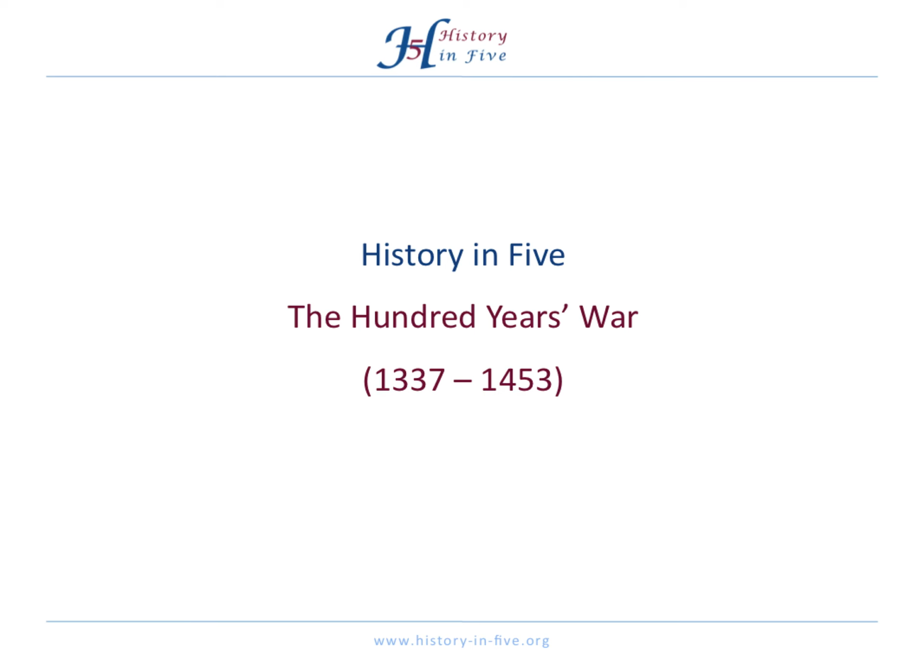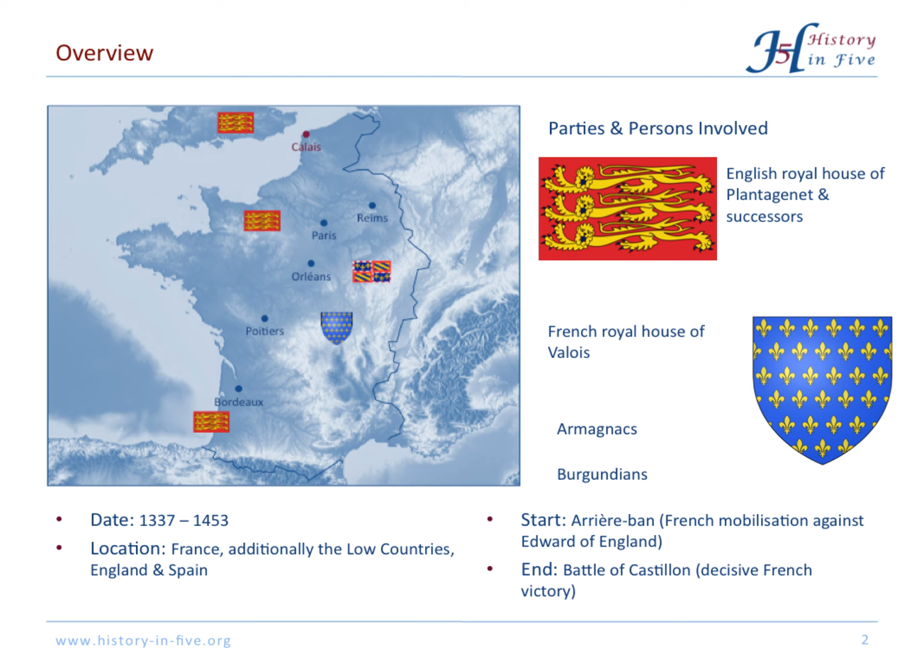This video is about the 100 Years' War. The 100 Years' War was a series of military conflicts between different parties. There was the English royal house, the French royal house, and inside France, the Armagnacs and Burgundians. It should be mentioned that it was only in hindsight called the 100 Years' War by historians. Most of these historians date the war from 1337 to 1453.